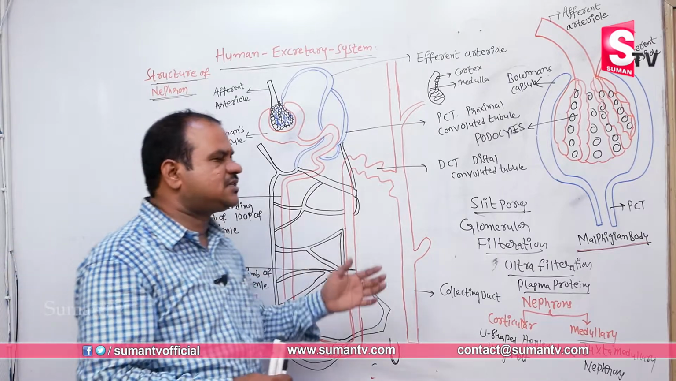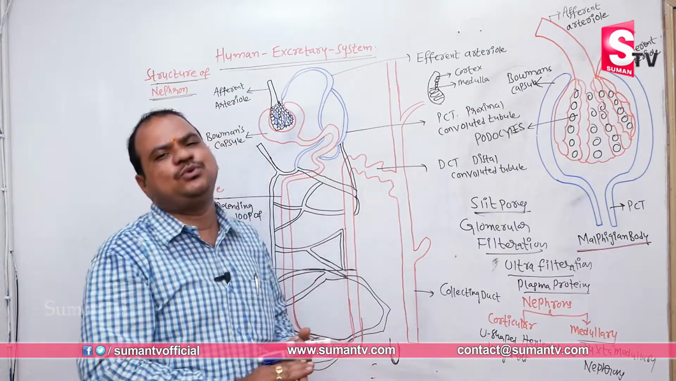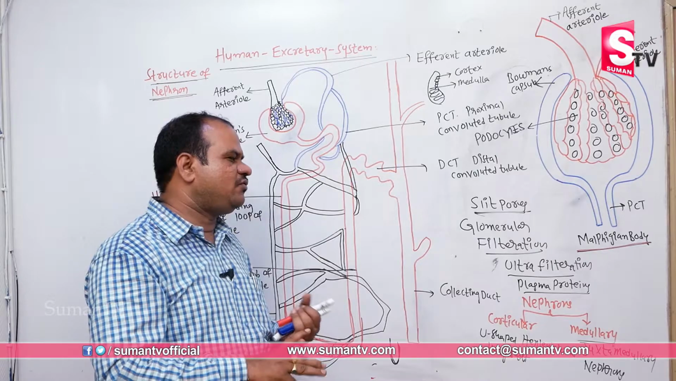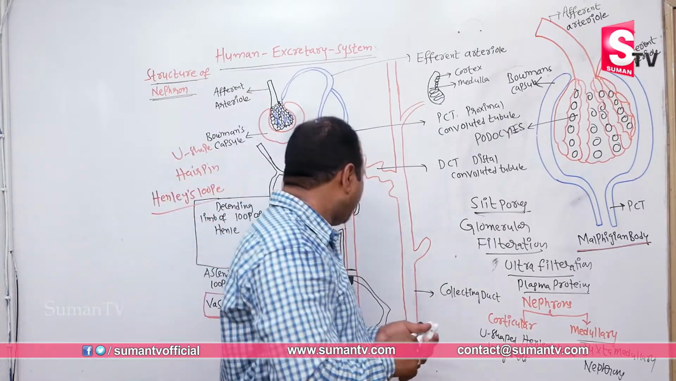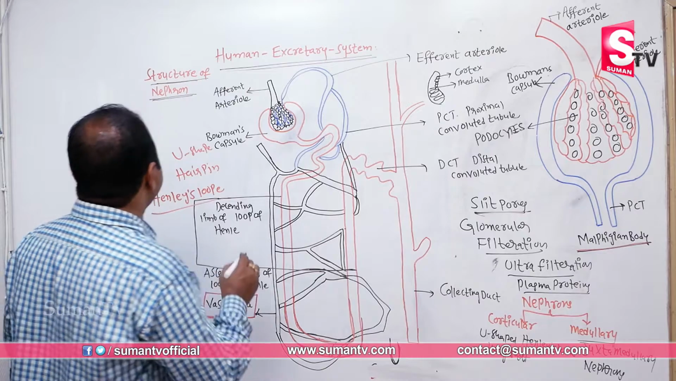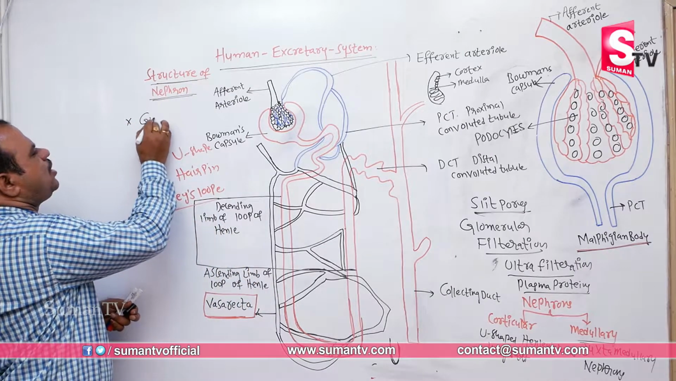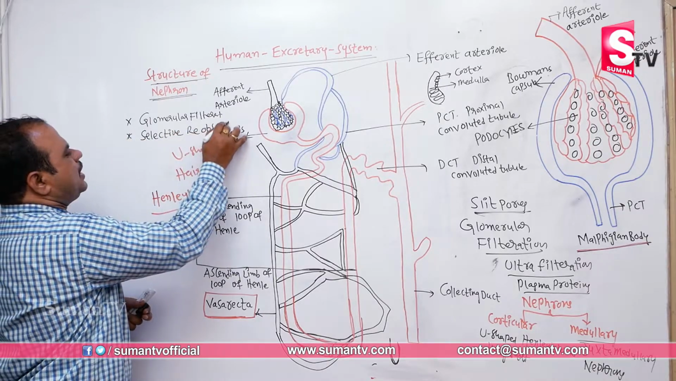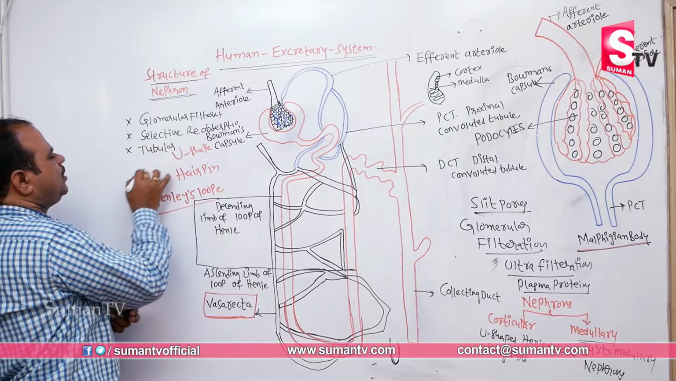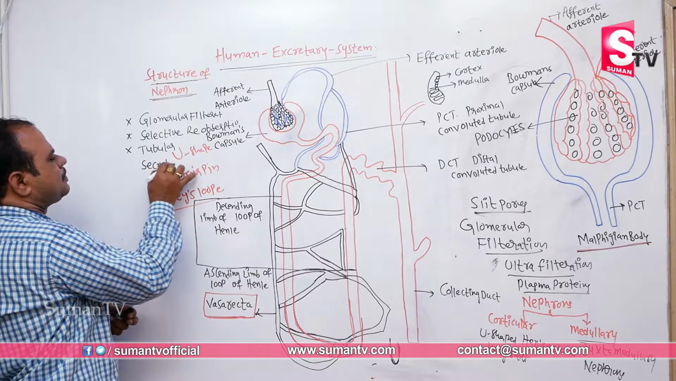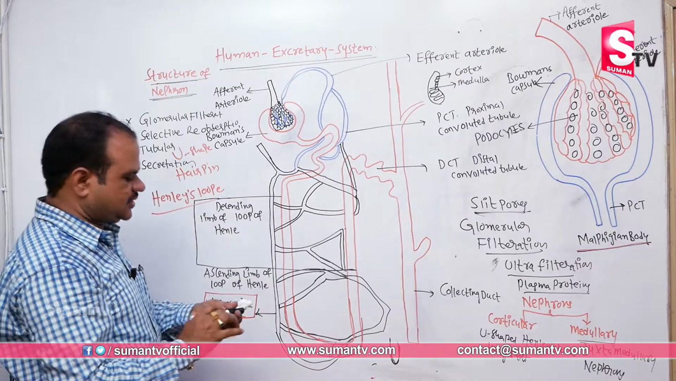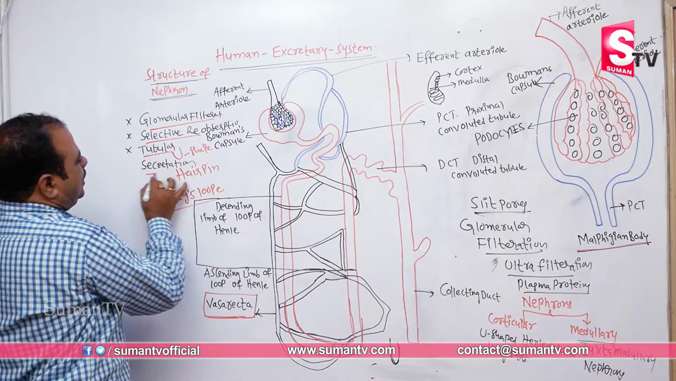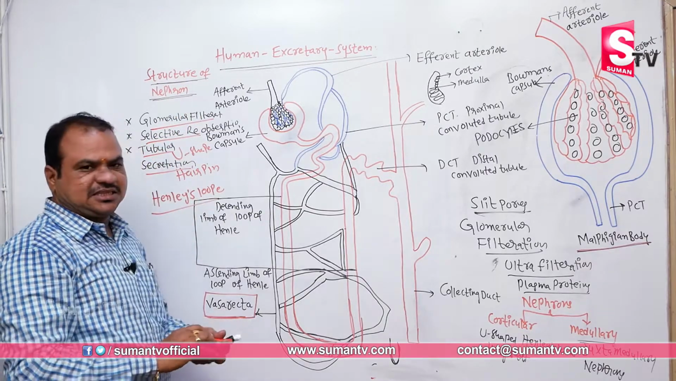Then afterwards we can discuss the formation of urine. But what is the formation of urine, sir? Generally, there are three methods in the formation of urine: first of all, glomerular filtration, selective reabsorption, and tubular secretion. Very simple actually. The formation of urine consists of three methods.